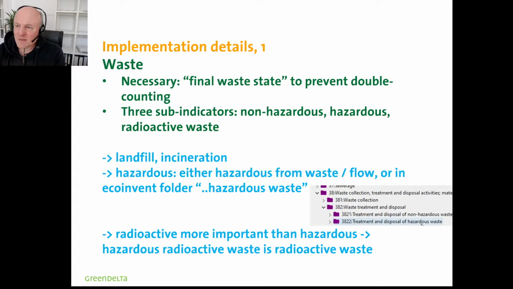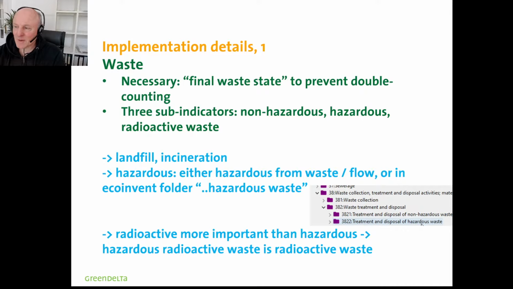For waste, it is necessary that you address waste only in its so-called final waste state to prevent double counting. That means you typically have in waste treatment several processes that use the same waste, for example sorting, cleaning, separating and transport. If you took all these into account, you would have the same waste considered several times, but that's not permitted. You need to look at the final waste state, so the final process that treats the waste.